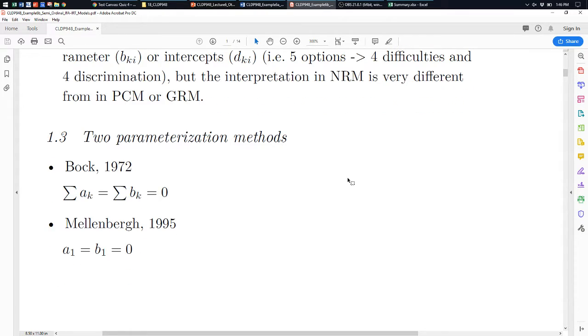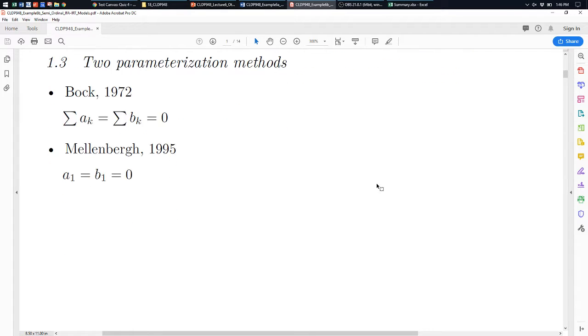There are 2 identification methods. For example, you can set the reference category's slope and intercept to 0. Or Bock, who originally introduced the nominal response model, used the constraint that the sum of all category slopes was constrained to 0, and the sum of the intercepts was constrained to 0.